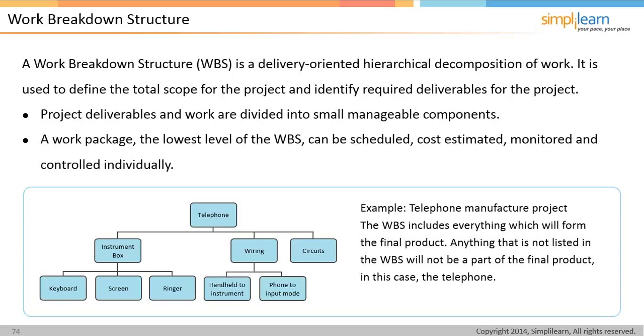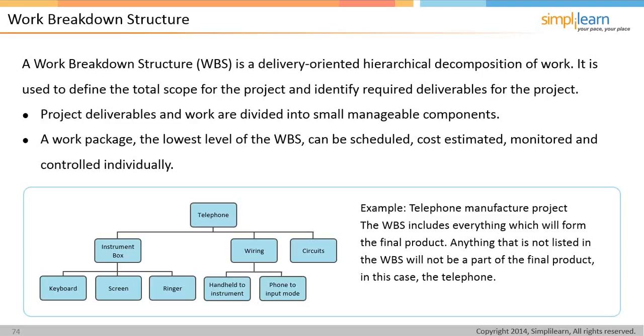And then we've got the work breakdown structure. WBS is the acronym. It's a delivery-oriented hierarchical decomposition of work used to define the total scope for the project and identify required deliverables for that project. So we have a project deliverable and work that's divided into small manageable components. We've got a work package, the lowest level of the work breakdown structure, which can be scheduled, cost estimated, monitored, and controlled individually.